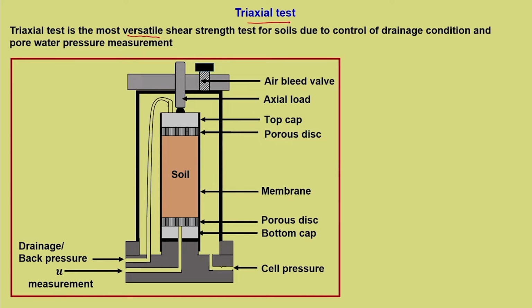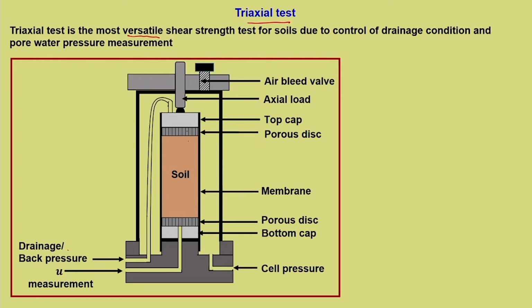Now, we have the provision for applying cell pressure, then there is a provision for recording pore water pressure. By this time I hope all of you are familiar with U. If I write only U, it means pore water pressure. So, pore water pressure can be measured, and there is provision for drainage of the soil sample, and there is a provision for back pressure, which is more or less together with drainage condition. So, we have different outlets.